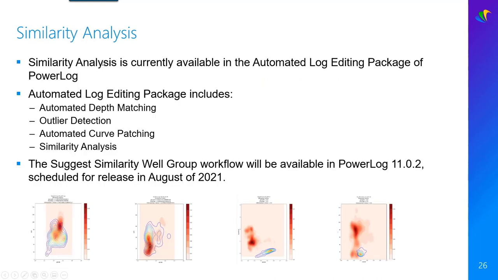Now, similarity analysis is currently available as part of the automated log editing package of PowerLog. The automated log editing package includes automated depth matching, outlier detection, automated curve patching, and similarity analysis. The suggest similarity well group workflow will be available as part of the automated log editing package in PowerLog 11.0.2, and that's actually scheduled for release in August of 2021, which is going to be very, very soon. So it will be available very soon.